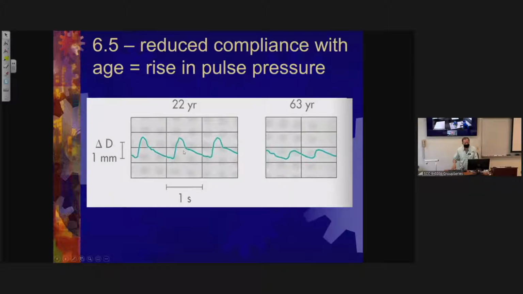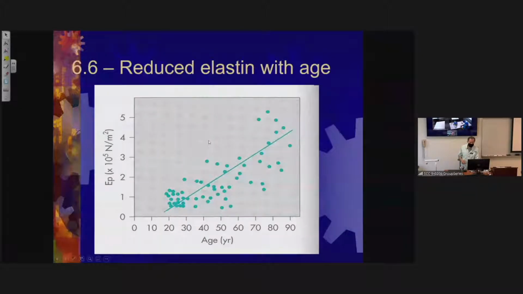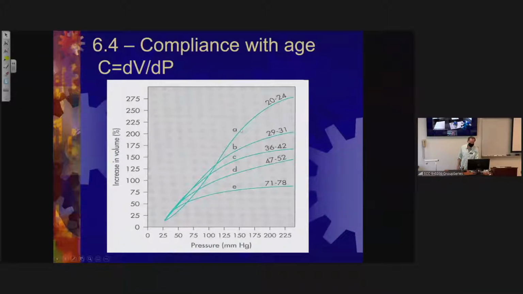And then I look at this graph and it says, here's a 22-year-old and here's a 63-year-old. But this graph does not show what this headliner says. I think this could be a printing error. I put it up there, and the publishers put it in the book, but this graph does not show what this says. Here's a big change in volume, small change in pressure. Small change in volume, big change in pressure. So that's saying it's not compliant.